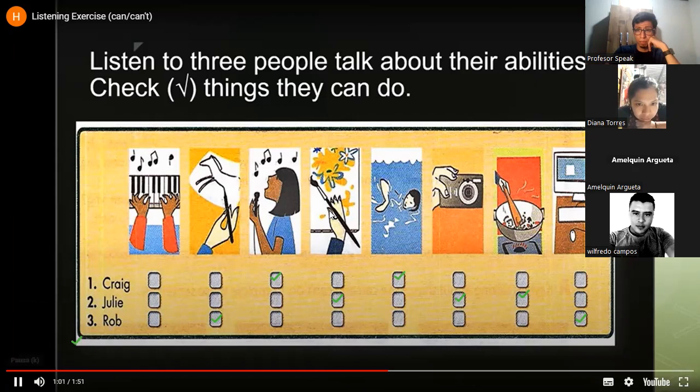Let's move. And I can play the piano well, but I can't sing. Very good. Sing. Okay? Excellent. Sing. Yo puedo tocar el piano muy bien, pero no puedo cantar. Good.